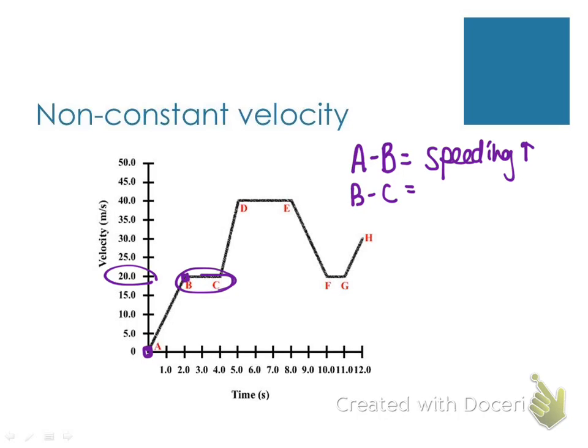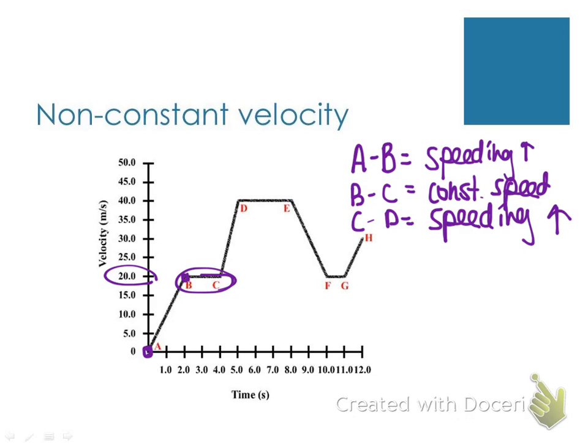Okay, from C to D, we're speeding up again. Speeding up. Okay, from D to E, what are we doing? Constant speed. Okay, from E to F, we are slowing down, but are we still moving in the positive direction?